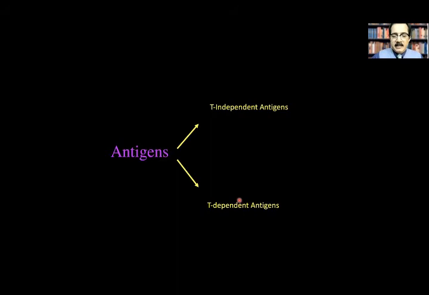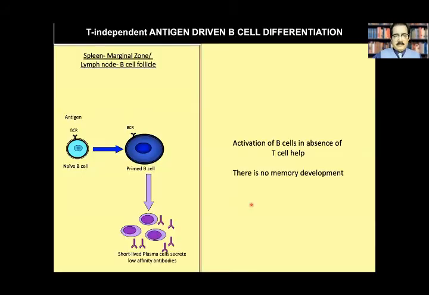without T cell help, and obviously you have T dependent antigens which require T cell help. And in a T independent antigen, you have the B cell and the B cell receptor. What happens is the antigen can activate the B cells in the absence of T cell help and make them differentiate into short-lived plasma cells. And when you do this, there is no immune memory for the most part. You need T cell help in order to establish immune memory.